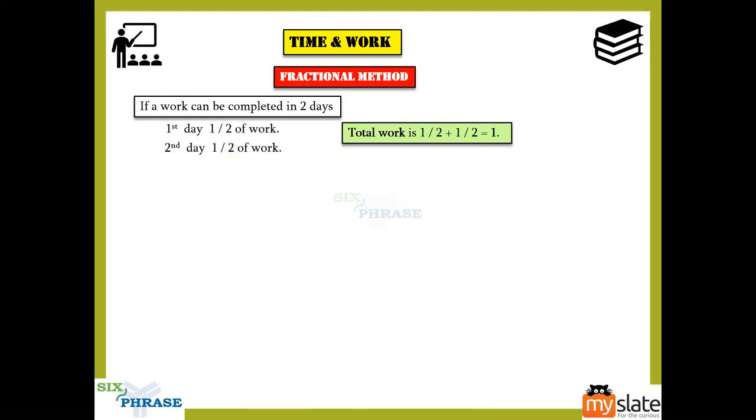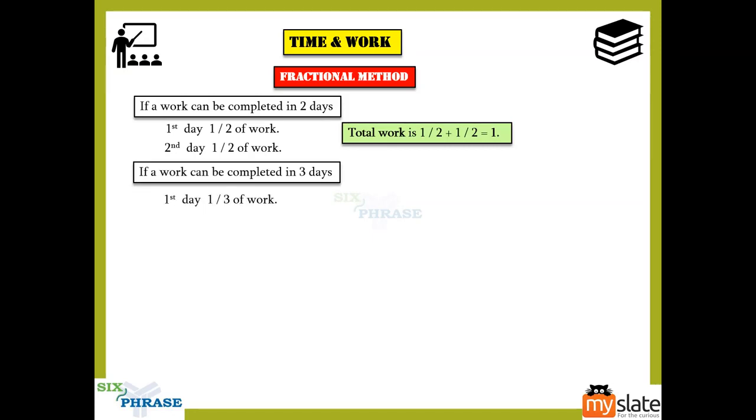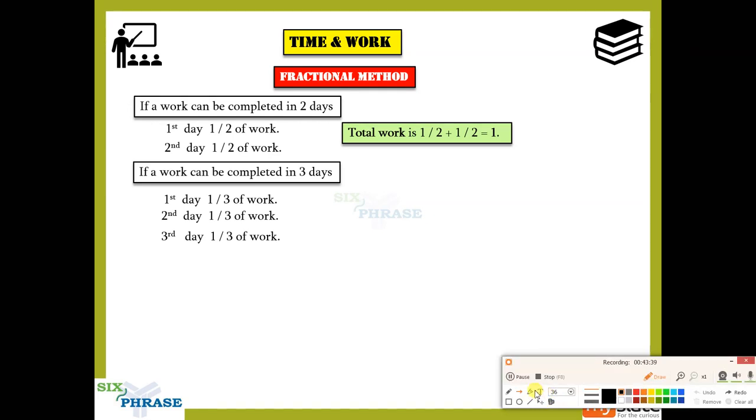Now if a work is completed in 3 days, what happens? First day 1 by third of the work will be done, am I right? Second day again 1 by third of the work will be done. Third day again 1 by third of the work will be done. Now look at the efficiency. Is it the same all the 3 days? Yes, the efficiency must be constant. Only when the efficiency is constant you can say for sure that he will do 1 by third of the work first day, 1 by third of the work second day. If the efficiency is varying, you cannot say this for sure. If the efficiency is varying, guys, see, first day he might do 1 by fourth of the work.